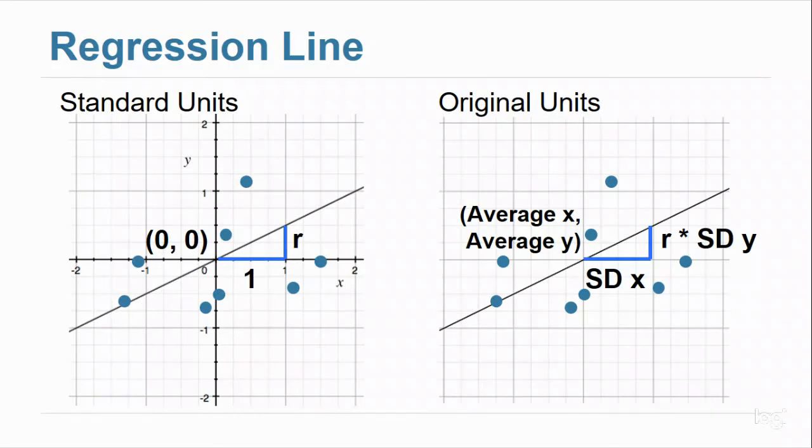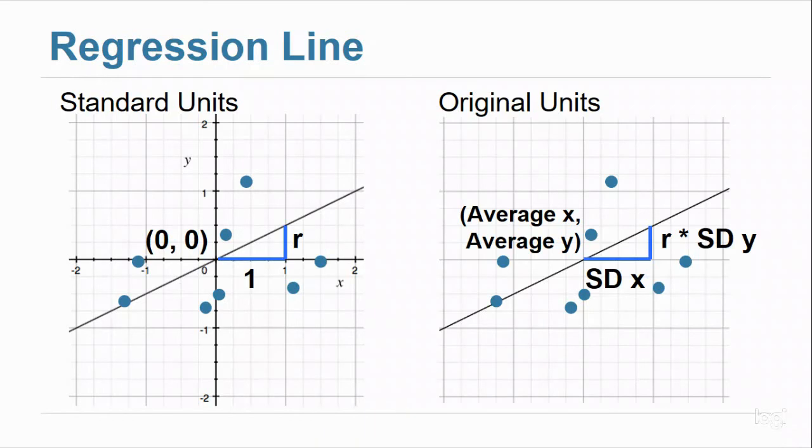We know the equation for the regression line in standard units. It's y equals r times x, and so the y-intercept there has to be 0, and we expect the line of best fit to go through 0, 0, and to have slope r. And that's what we see on the left side of the picture. On the right side of the picture, we have to see the corresponding picture. And what we see then is that the line of best fit should go through the point which is the average of the x's and the average of the y's. That's the point that corresponds to 0, 0.